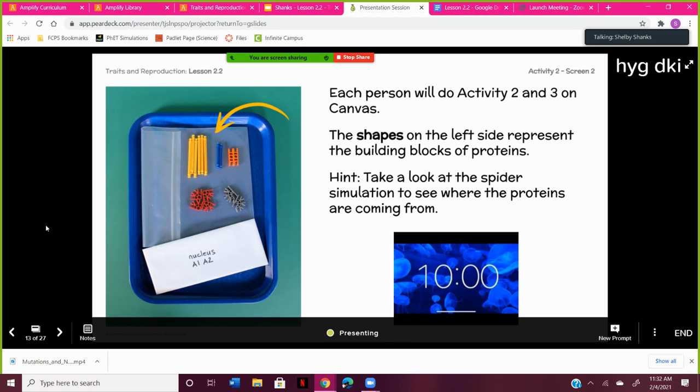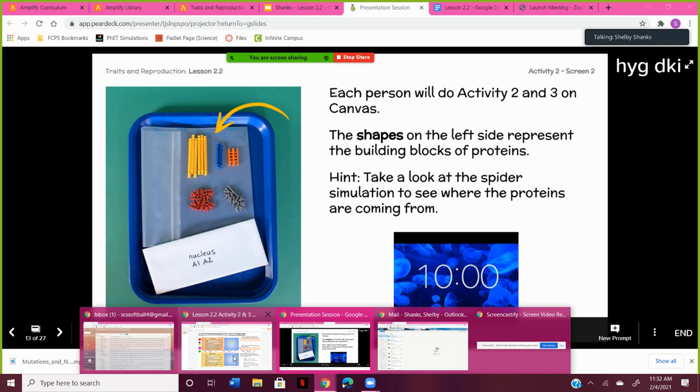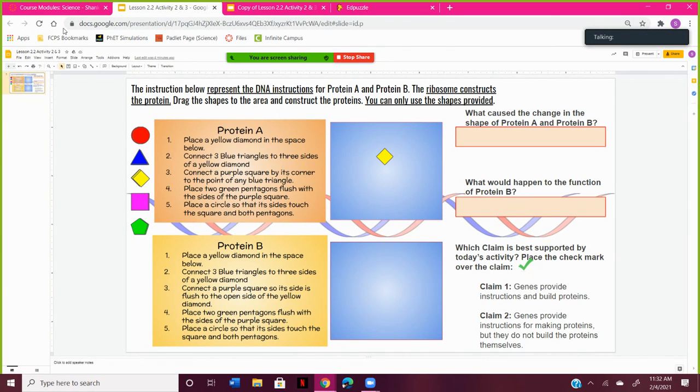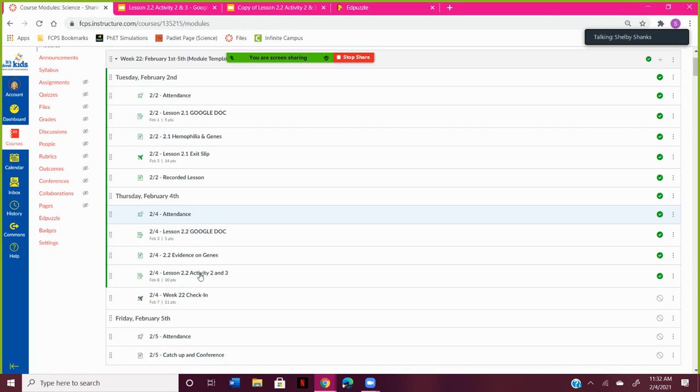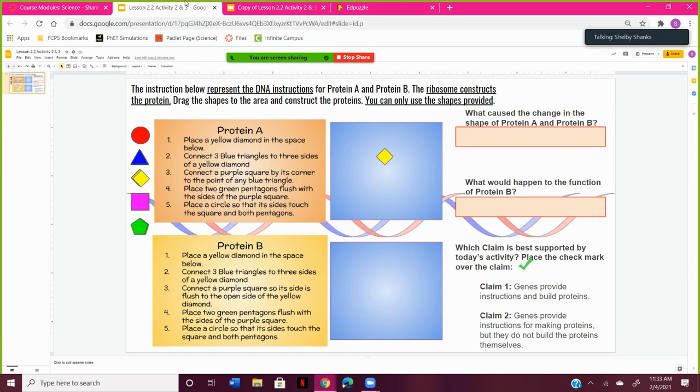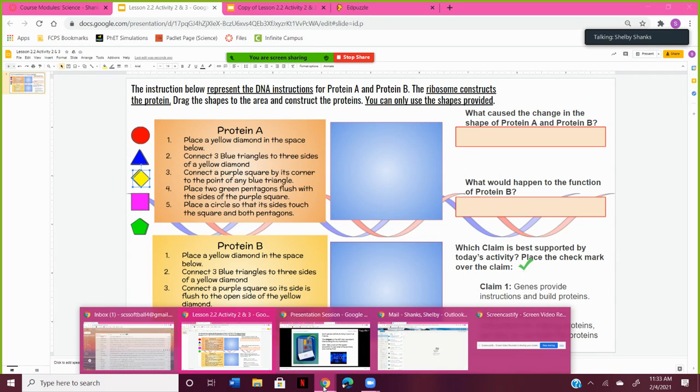Okay? So each person's going to do activity 2 and 3 on Canvas. Right? If you go into today's module, this is what it'll look like. If you scroll down here, right under 2.2 evidence on genes, you'll see lesson 2.2 activity 2 and 3. You can go ahead and open that up and it will look something like this. I'll give you guys a few seconds to get there.